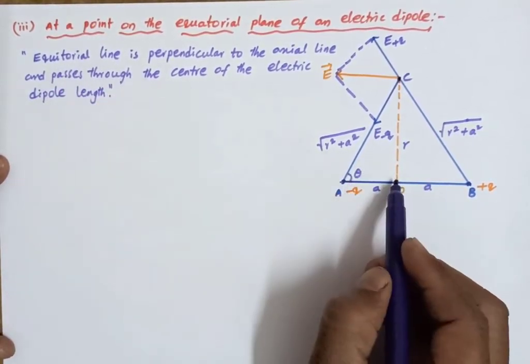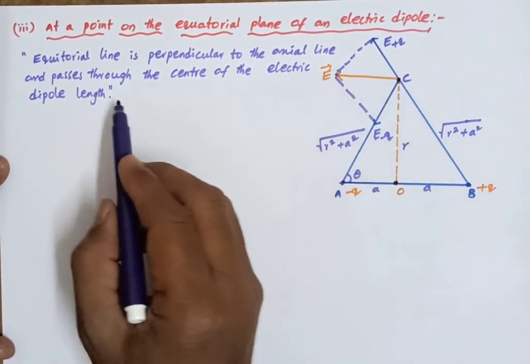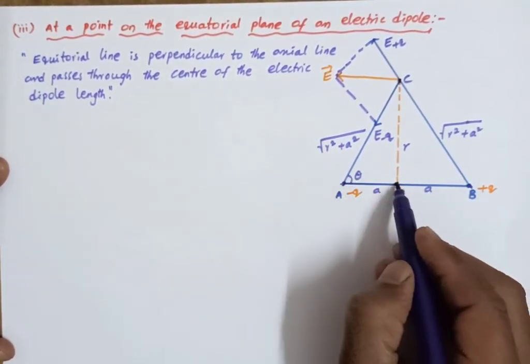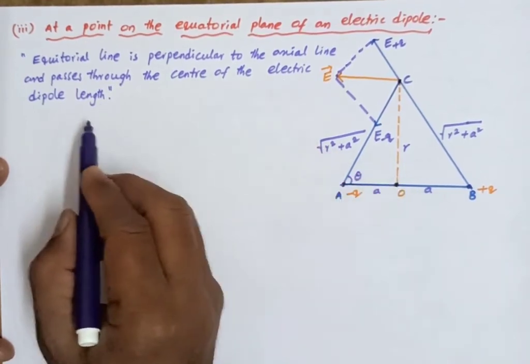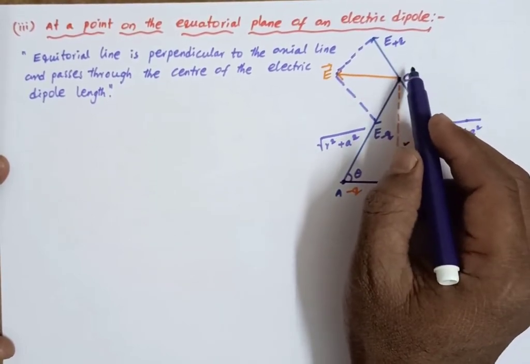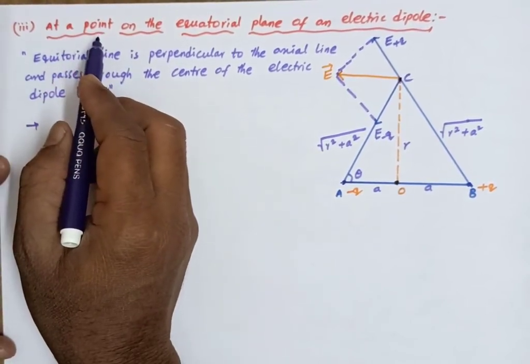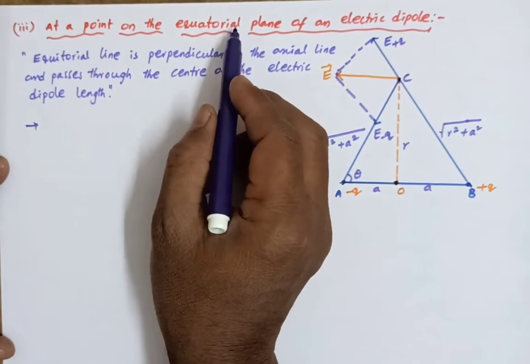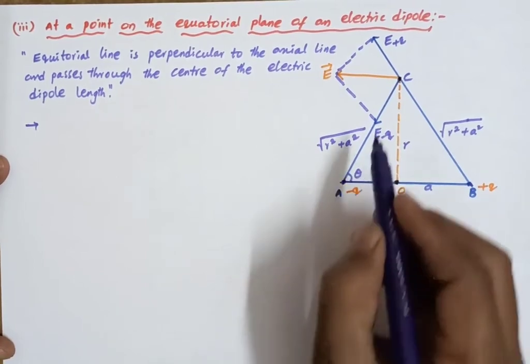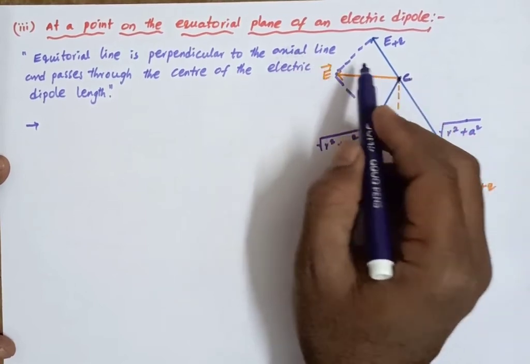The equatorial line is nothing but the perpendicular line to the axial line, which passes through the center of the electric dipole length. This line is the equatorial line. So we can find the electric field strength on the equatorial plane or equatorial line at a point C. We consider a point C on the equatorial line.